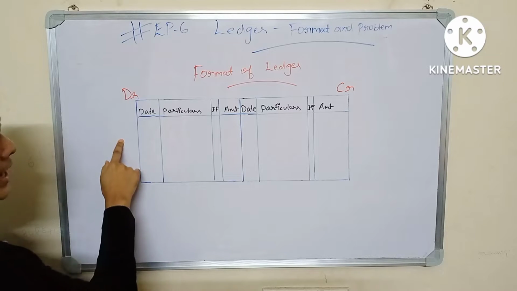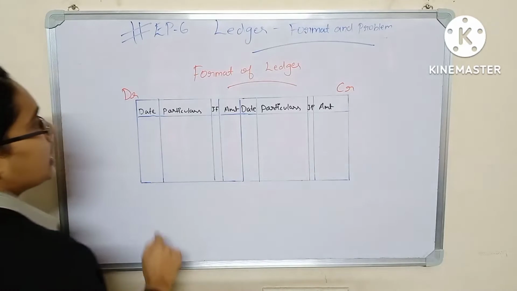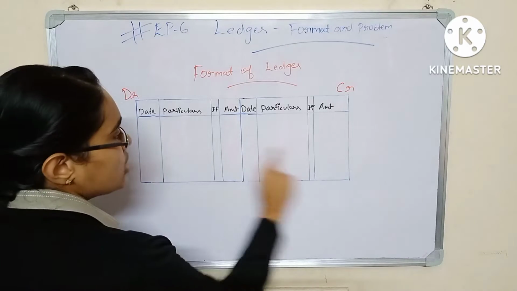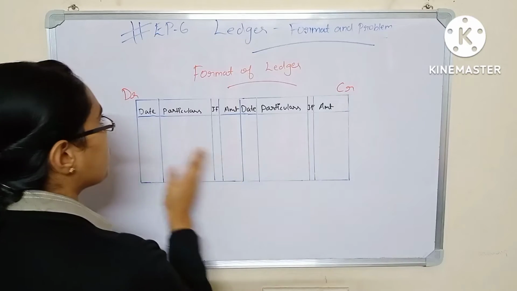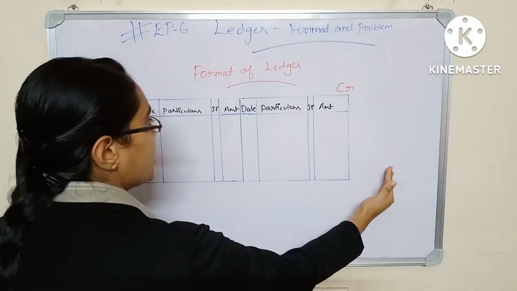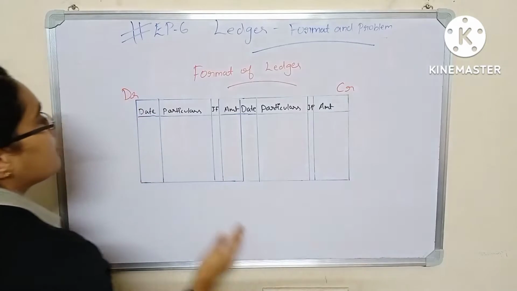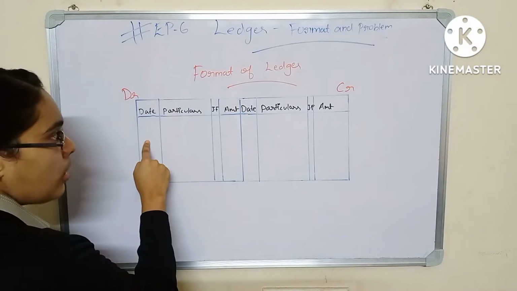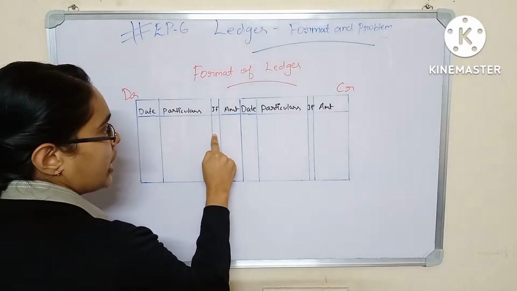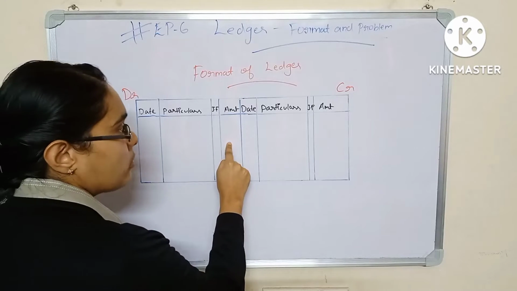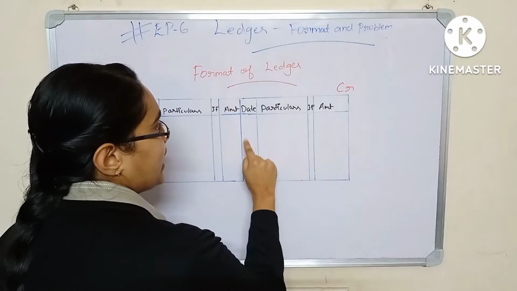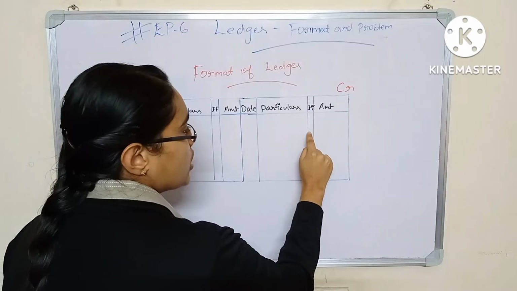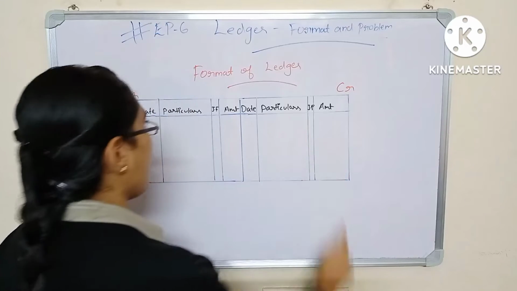That is, we have a debit side and a credit side. Then I have provided 8 columns in total, 4 for the debit side and 4 for the credit side. Starting from the left, we have the date column, particulars column, JF or the journal folio, and the amount column. Same on the credit side: date, particulars, journal folio or JF, and the amount column.